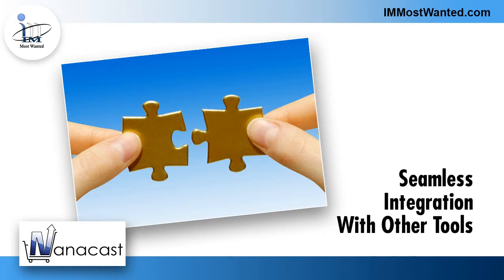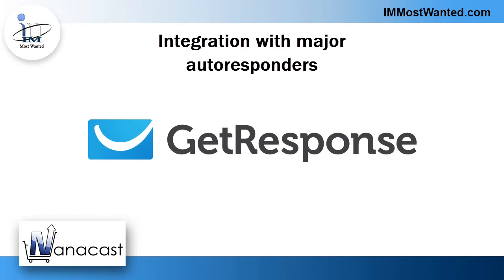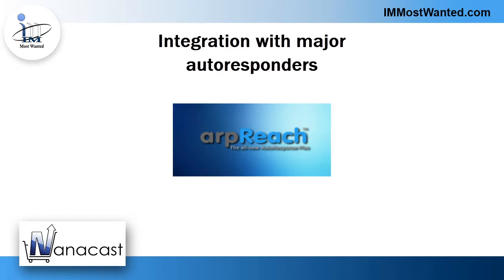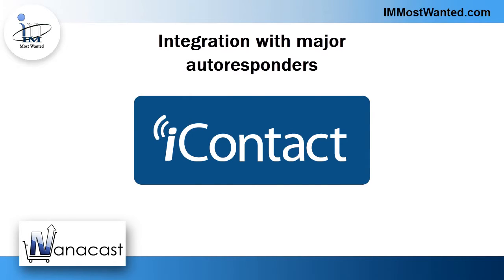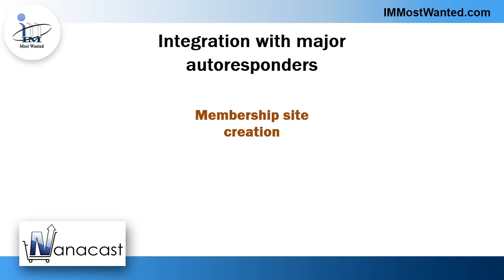Now let's look at the seamless integration with other tools. Nanacast offers this big advantage in that it integrates with all the major email list and third-party postcard autoresponders such as Aweber, GetResponse, Infusionsoft, MailChimp, SendPepper, Autoresponse Plus, iContact, Constant Contact, and Analytic Approach. Membership site creation and safe premium content delivery are also provided effectively by Nanacast.